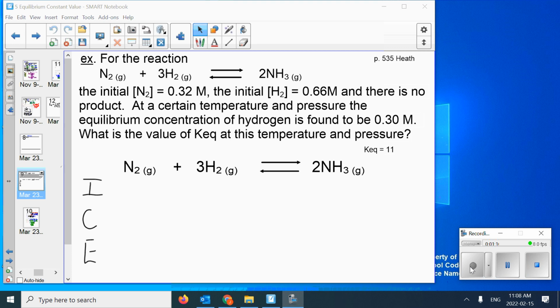For this reaction, nitrogen plus hydrogen gives you ammonia. NH3 is ammonia. The initial nitrogen concentration is 0.32. The initial hydrogen concentration is 0.66 moles per liter. No product, that means 0. The ammonia is 0. At a certain temperature and pressure, the equilibrium concentration of hydrogen is found to be 0.3. So we have an E-line, the equilibrium concentration. This looks like a job for an ICE chart. What's the value of Kc at this temperature and pressure?